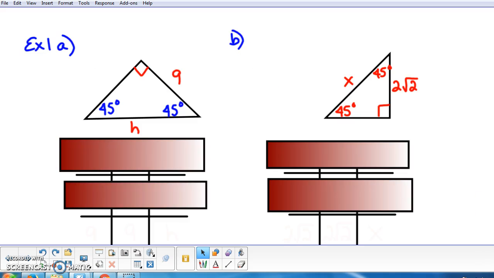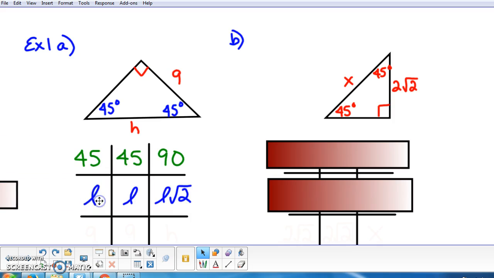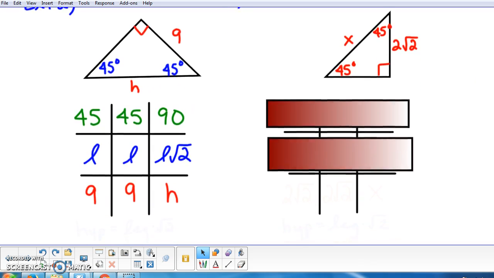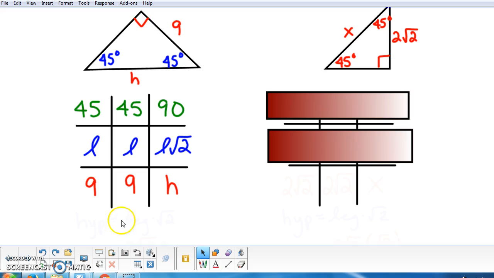Let's try some examples. Example 1a. I notice that I have a 45, 45, 90 triangle, so I'm going to use the new formula we learned in the previous page. I know that my legs are both 9, so I can fill in the 9s. I know my hypotenuse is labeled with an H. Next, I am going to use the formula I just learned in the previous slide. The hypotenuse is equal to the leg times root 2.